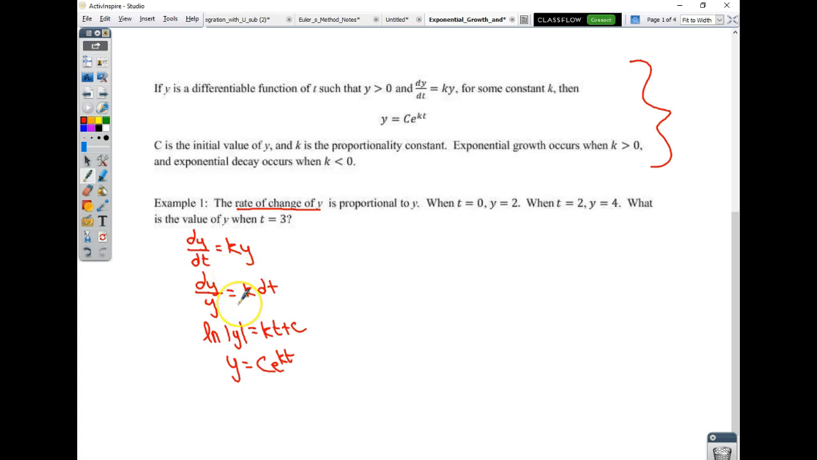When you take the antiderivative of kt, if I take the antiderivative of k dt, remember that k is a constant, so that's technically k times dt. And if that's a little off, that's 1 dt.